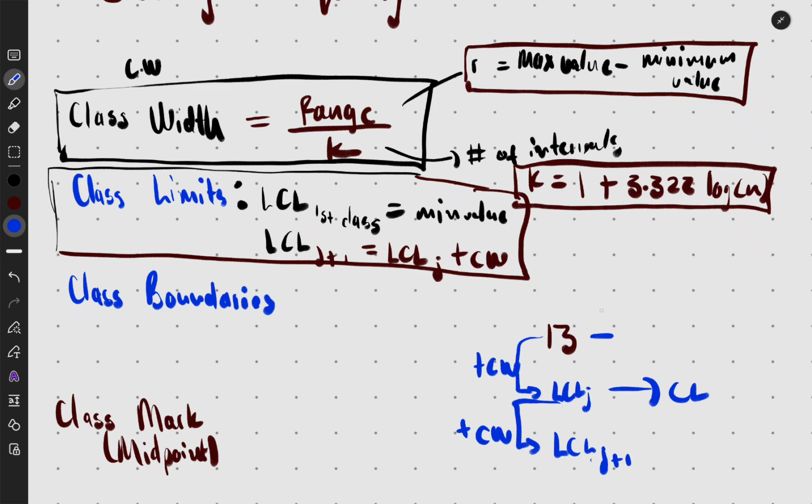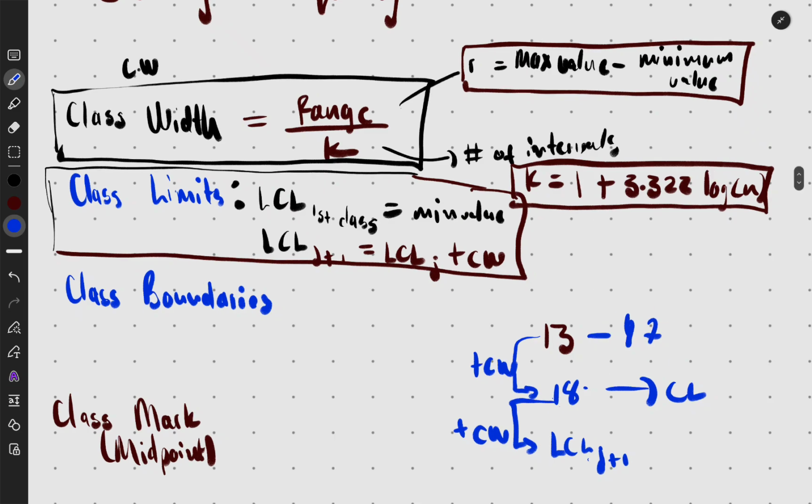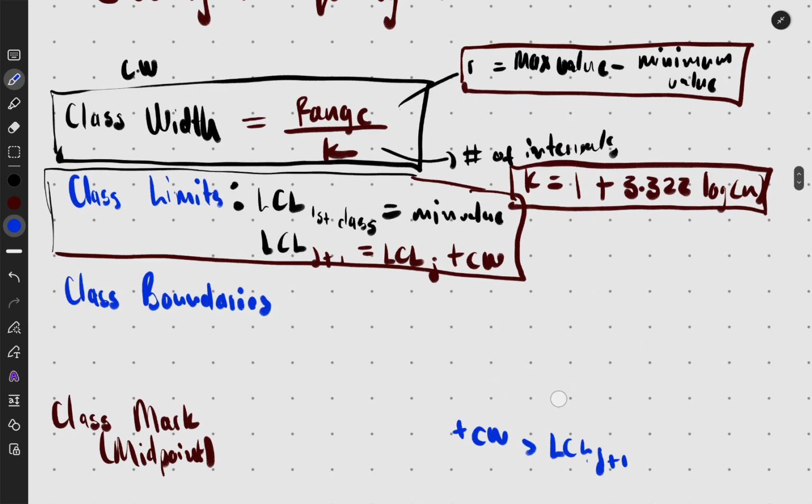Some people, if they know the class width is 5 and this is 13, say 13 plus 5 and this is 18. No. You'd say 13 plus 5 and get 18 here. Then you'd say 1 less than 18 would be 17. So this would be up to 17. That is what you do with class limits.